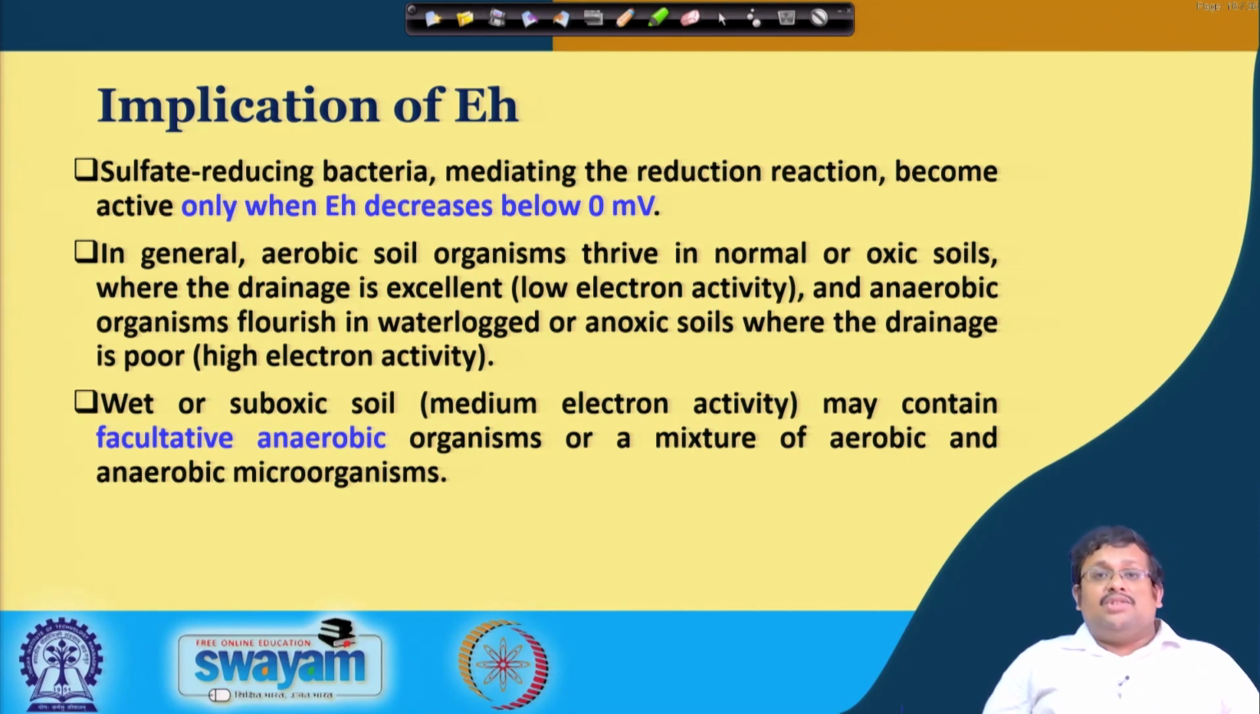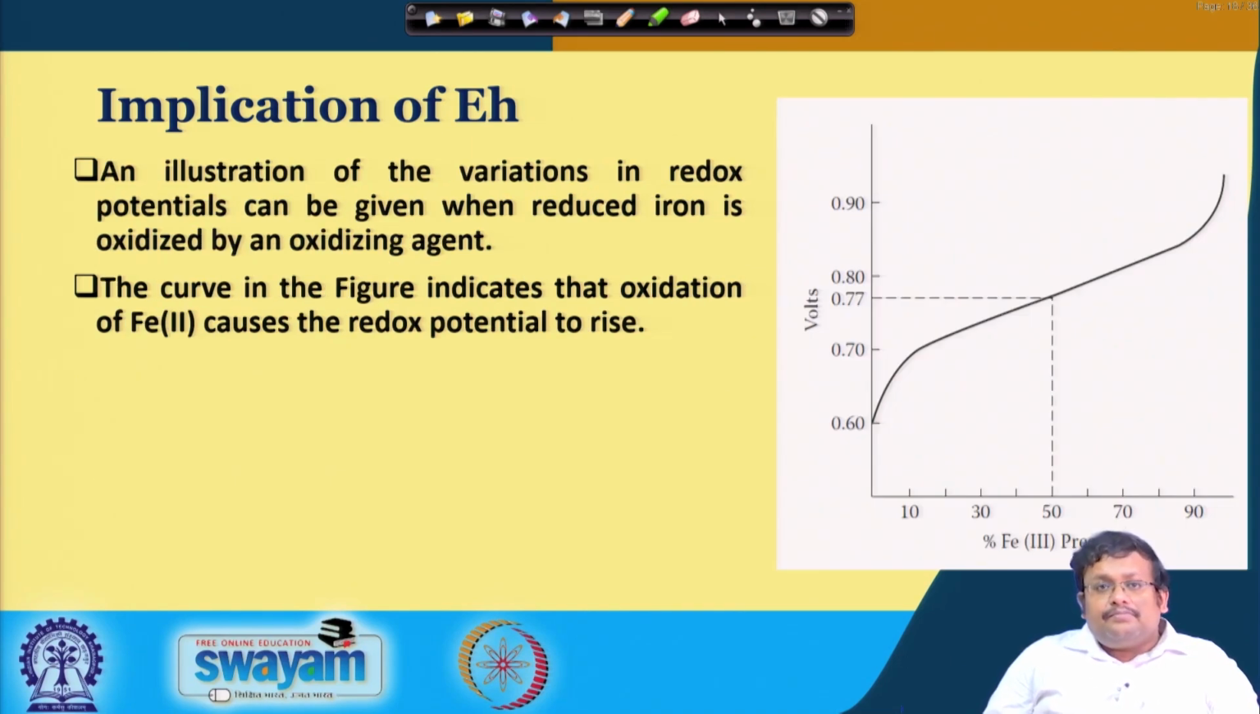Now, wet or suboxic soil, that is medium electron activity, may contain facultative anaerobes or a mixture of aerobic and anaerobic microorganisms. Facultative anaerobes are those organisms which can thrive in both aerobic and anaerobic conditions. So, these facultative anaerobes will survive in this wet or suboxic soil, with a mixture of aerobic and anaerobic organisms, most predominantly the facultative anaerobic organisms.